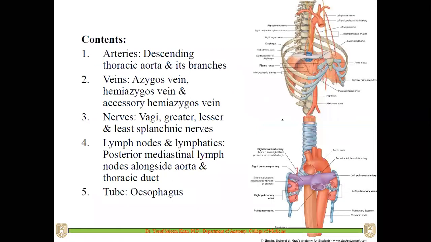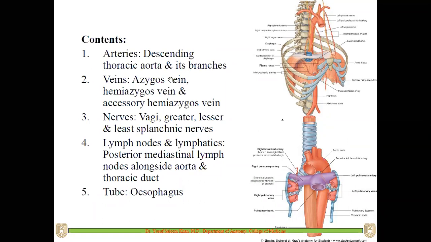Now coming to the contents of the posterior mediastinum. What are the contents? Arteries: one is the descending thoracic aorta. The arch of aorta will be in the superior mediastinum, then the descending aorta will be in the posterior mediastinum, behind. This is the descending thoracic aorta and its many branches, which we'll study later.